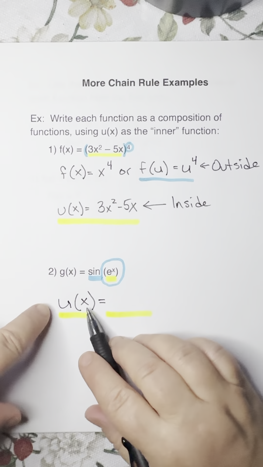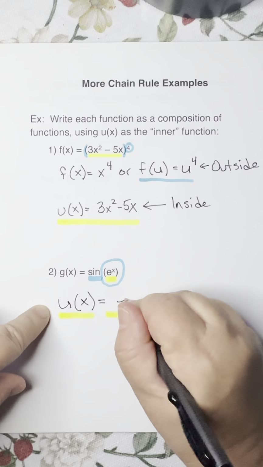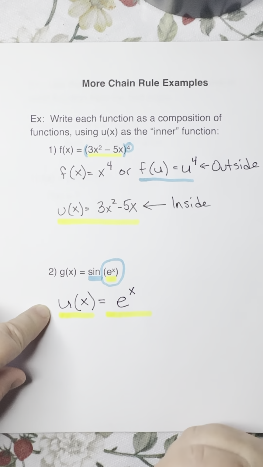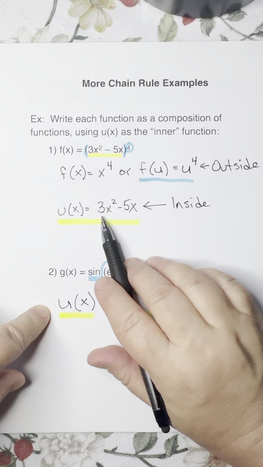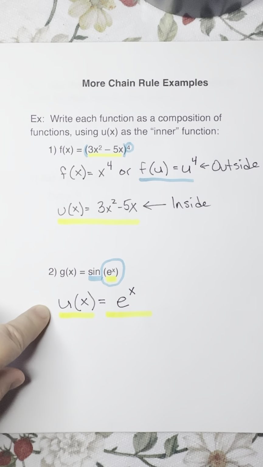Okay, so u of x first, because that was the one that I thought of. That's the inside. That's going to be my e to the x, whatever's inside. Just like the u of x was the 3x squared minus 5x. That was what was inside there. Now, since that's my u, I'm going to put my u over the top of that. And then my other function, g of u, is going to be sine of u.